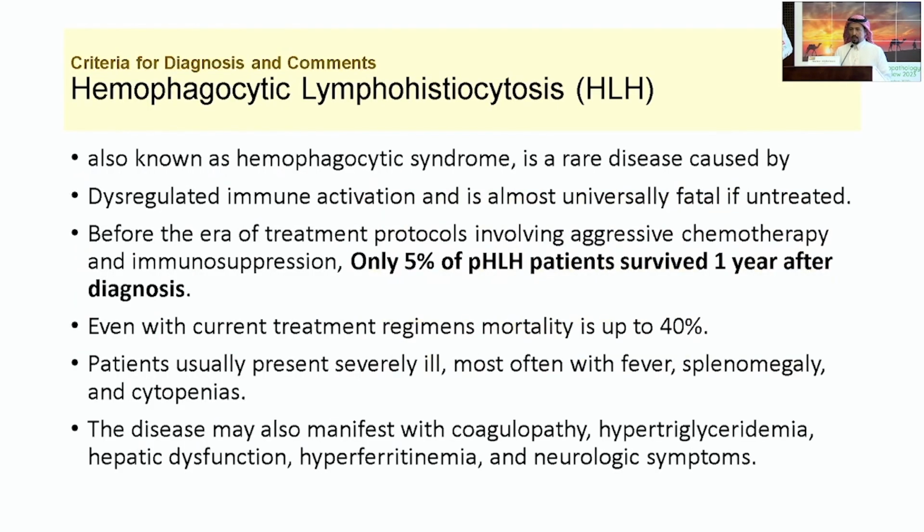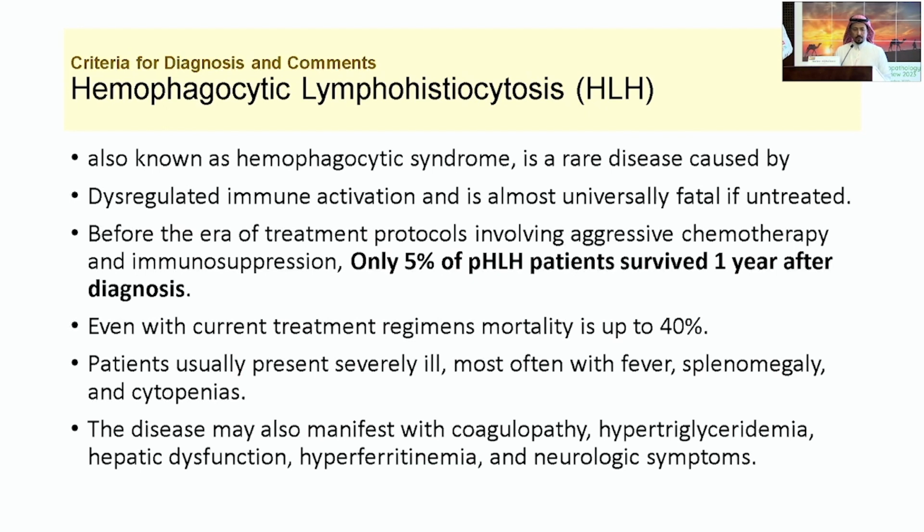We'll go on to more information about HLH. HLH has another name, which is hemophagocytic syndrome. It's an uncommon disease related to dysregulation of immune activity, or overactivity. Actually, it has a high fatality rate. Only 5% of primary HLH patients survive the first year. Currently, after introducing the therapy regimen, they still have a high mortality rate of about 40%.